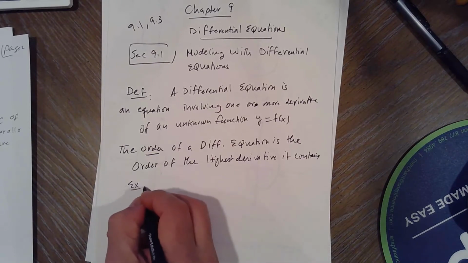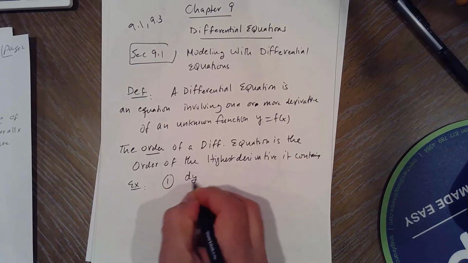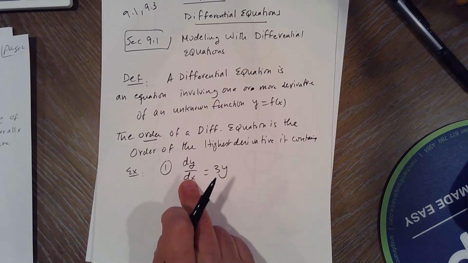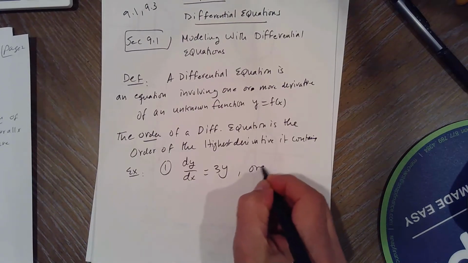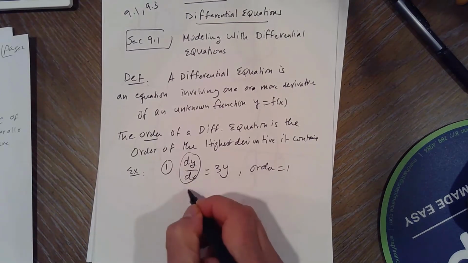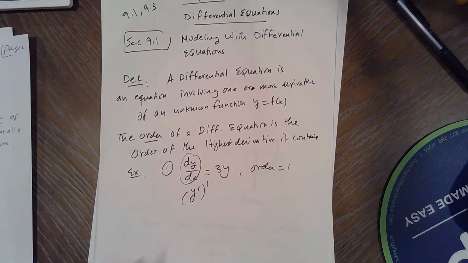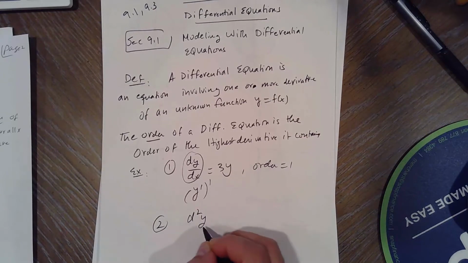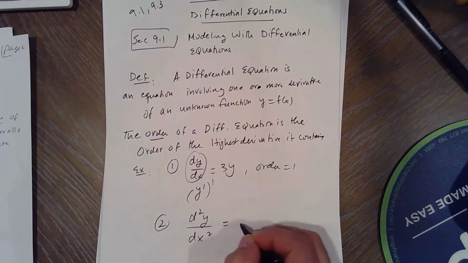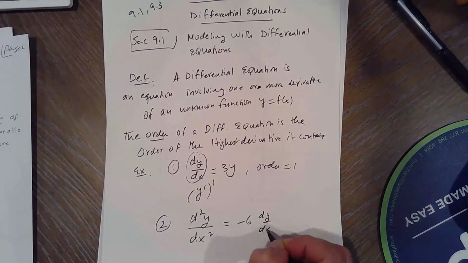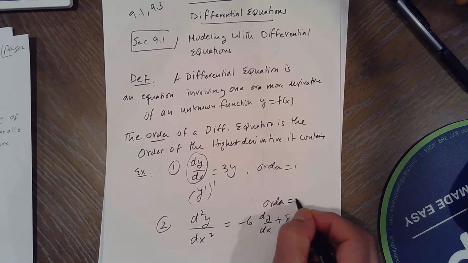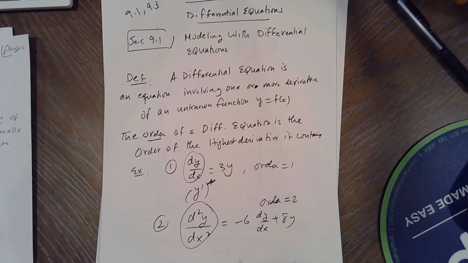For example, dy/dx equals 3y. This is a differential equation. It has the derivative y prime equals 3y. Its order is 1. Why is the order 1? Because dy/dx, which is y prime, has a power of 1. Now if you look at d2y/dx squared equals negative 6 dy/dx plus 8y, again, the order here is 2 because the highest derivative is the second derivative.